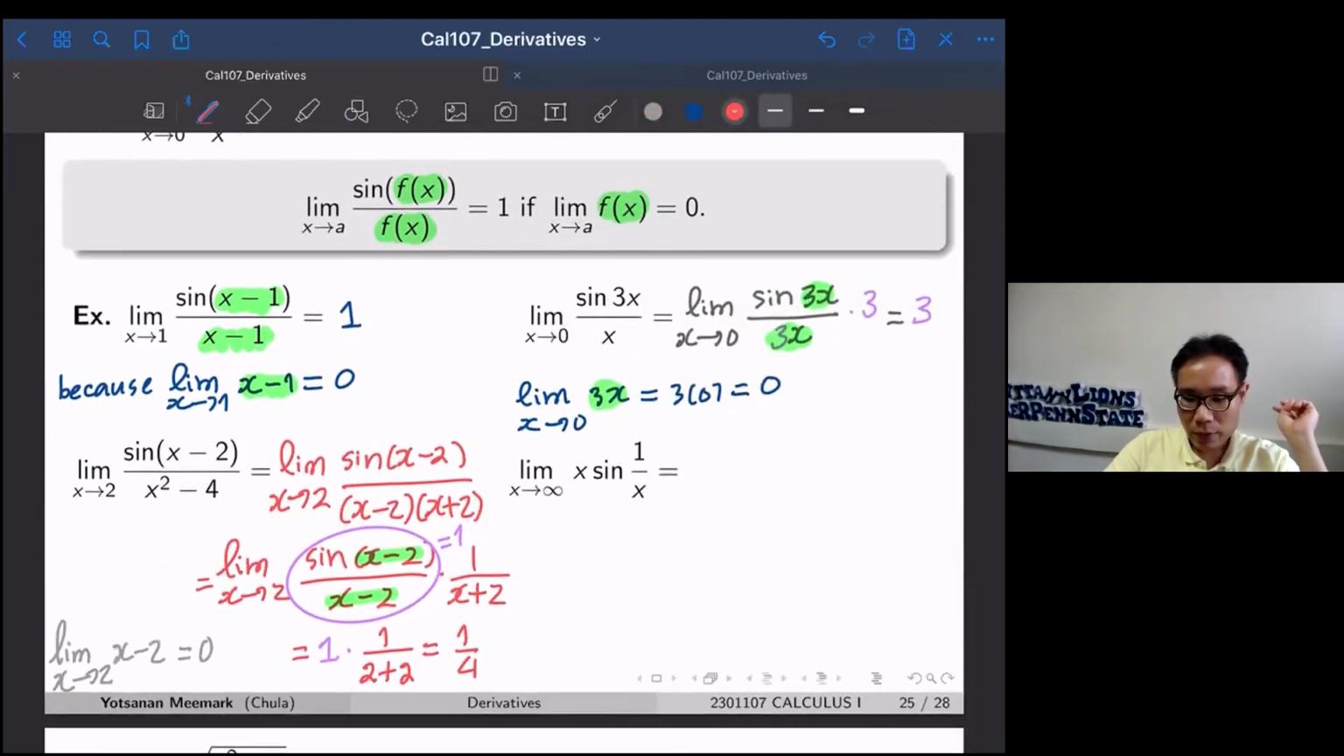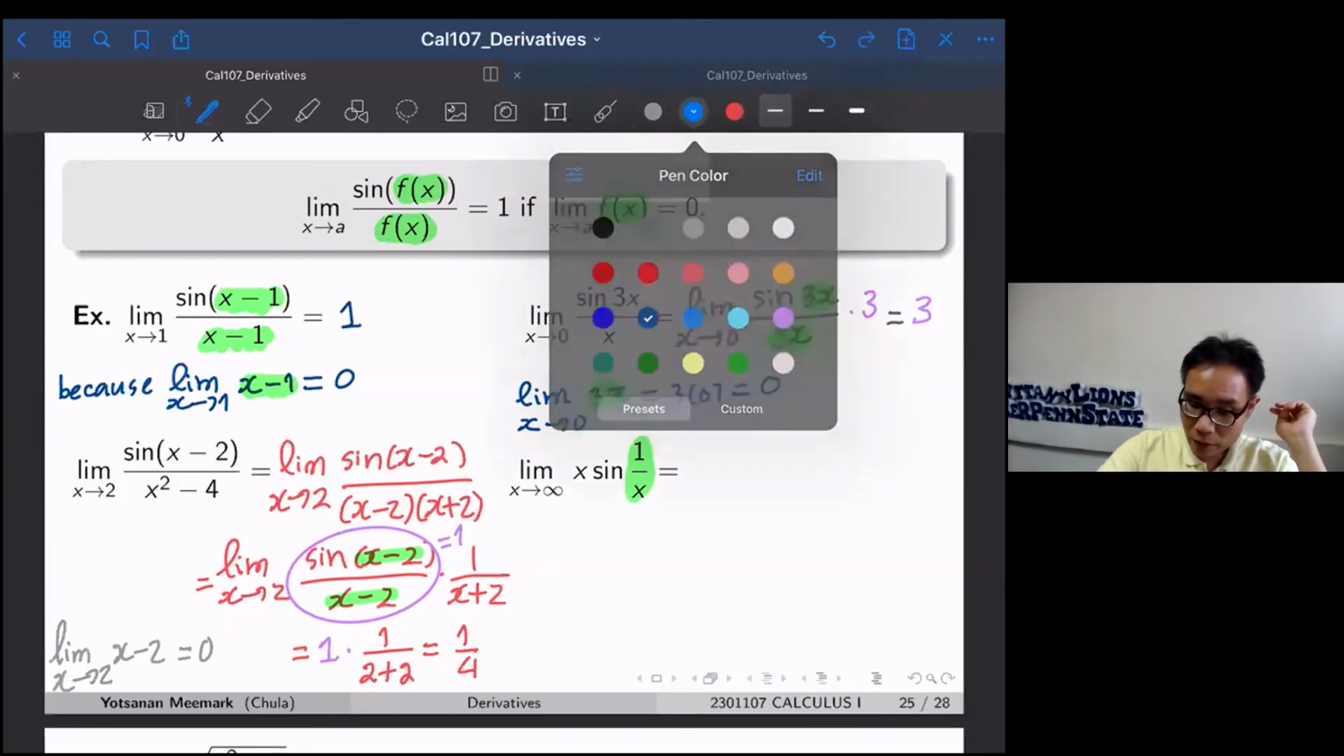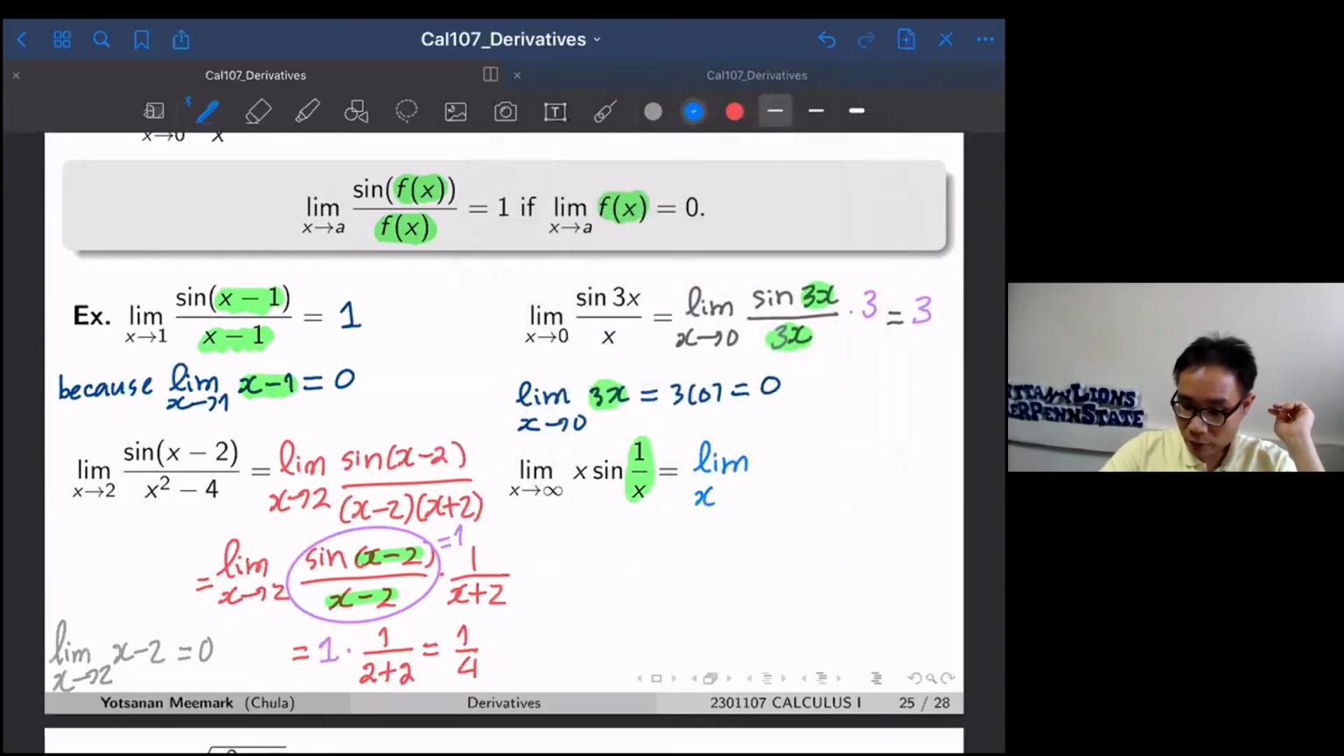Last one, you have limit x goes to infinity of x sine 1 over x. So in this case, you see that the green guy turned out to be 1 over x, and you would need 1 over x on the bottom. So in order to obtain 1 over x, it's going to be limit x goes to infinity of sine 1 over x over 1 over x, by moving x down to the bottom. So you see that it's going to be the green guy over the green guy now.